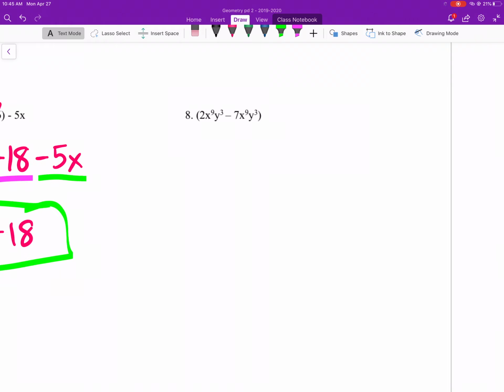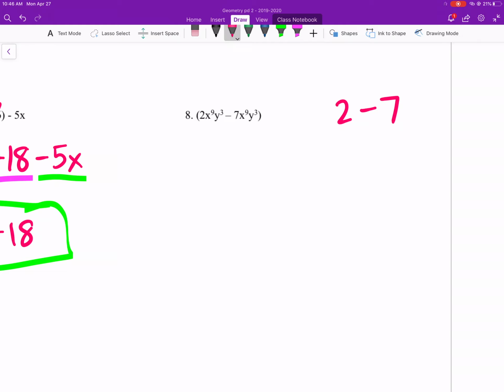Alright, now 2x to the 9th, y to the 3rd, minus 7x to the 9th, y to the 3rd. These are like terms. They both have x to the 9th, y to the 3rd. So that's what's going to be brought down essentially. But remember the coefficients, the numbers in front, are what we have to handle. So it's really saying we need to know what's 2 minus 7. Those are the coefficients, the numbers in front, that's what we have to take care of.